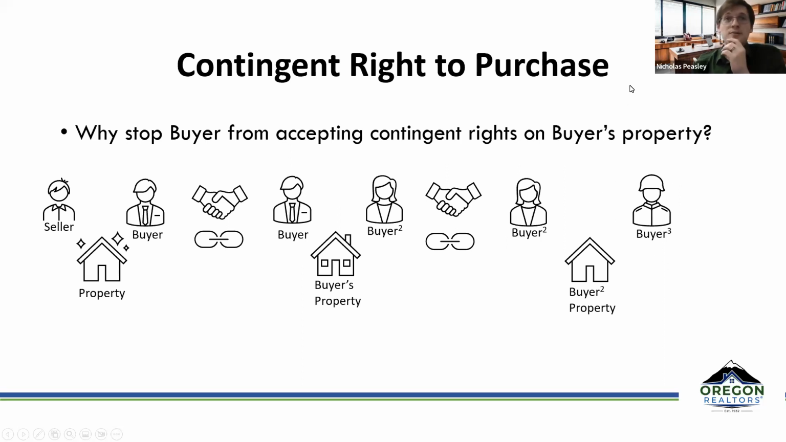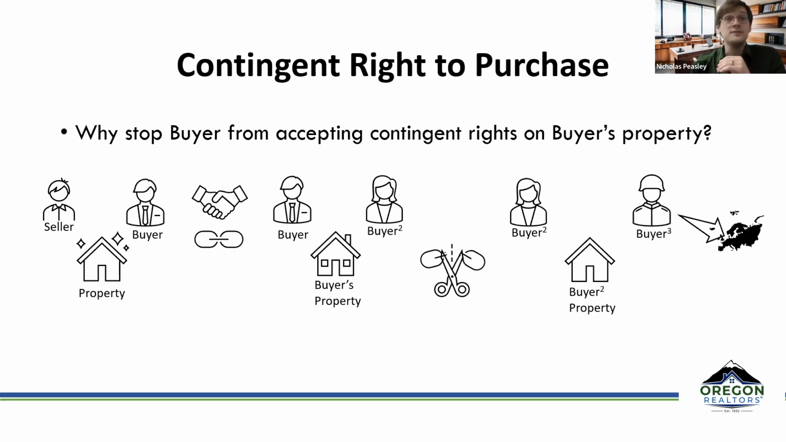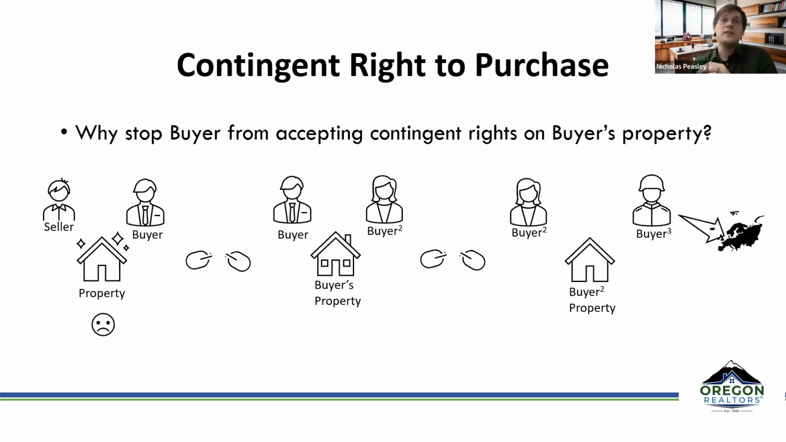So let's say buyer number 3 is military. They get deployed, I don't know, to Germany or Europe or something like that. They don't need to buy this house anymore. That creates a problem. You are now breaking the contingent right for buyer 2. Buyer 2's deal fell through. Buyer 2 can no longer purchase buyer's property because their buyer 2 property fell apart. That then breaks buyer's deal, and that destroys the whole process. The issue that you run into at this point is the daisy chain has broken because of buyer 3.